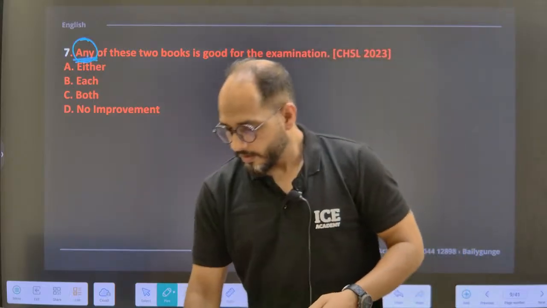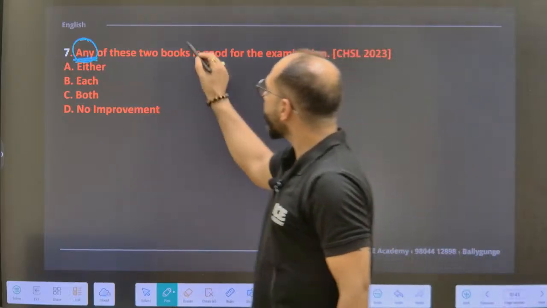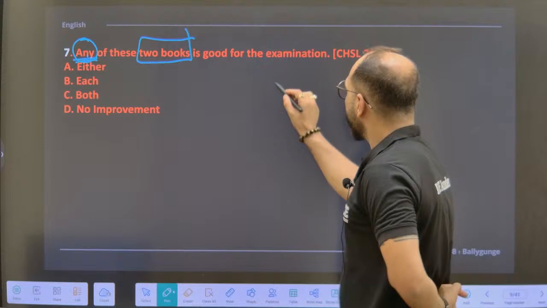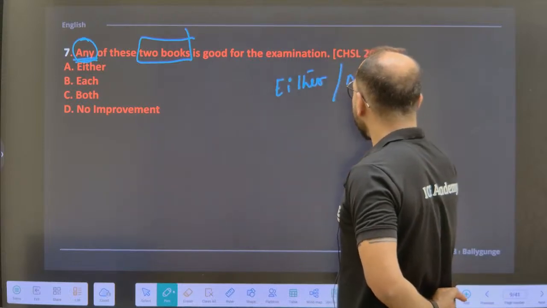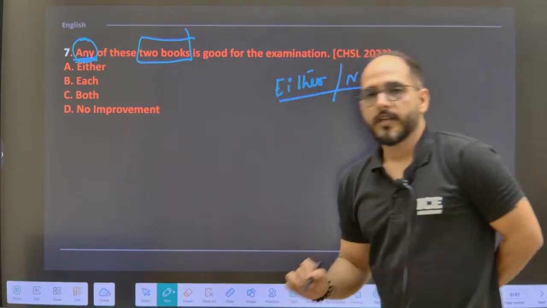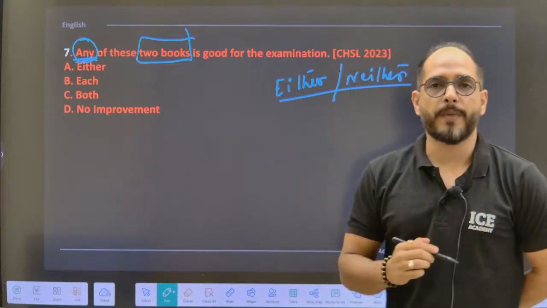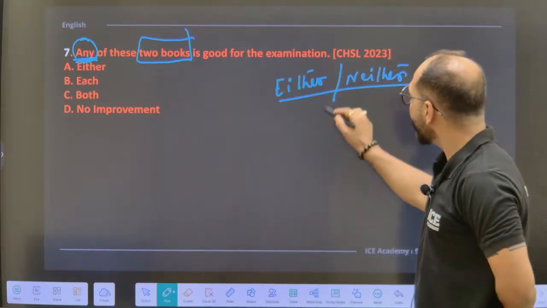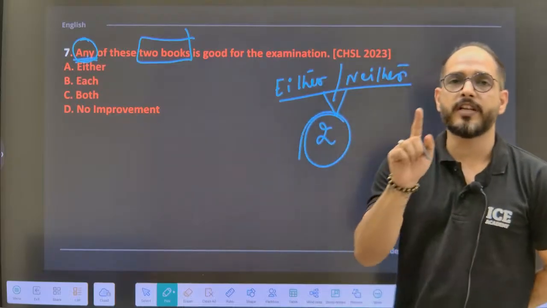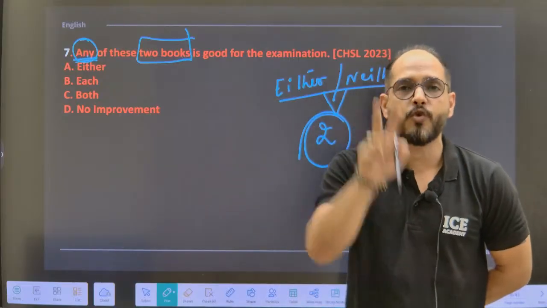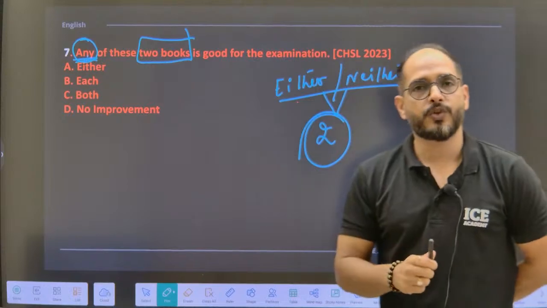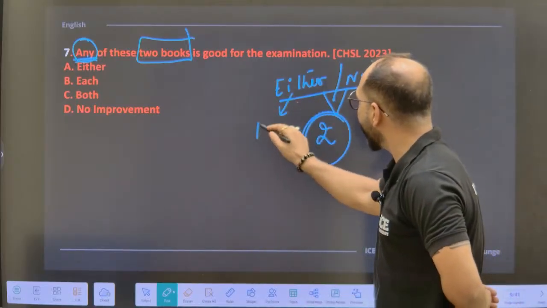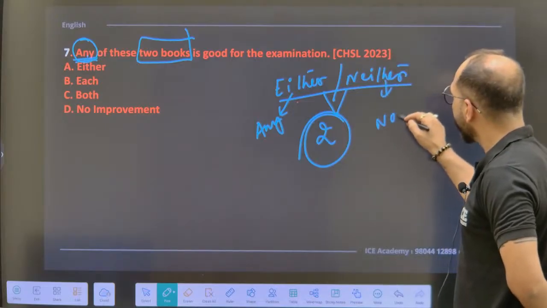Okay, let's see. So, any of these two books. Now look here. Two books. Again, another distributive determiner. Either or neither. They are also distributive determiners. That means they can be used as an adjective, as a pronoun. But there is a catch. Either and neither can be used only for two. If there are two persons, two things, that means two entities, then either or neither should be used. When there are more than two entities, then in place of either, any is used, and in place of neither, none is used.